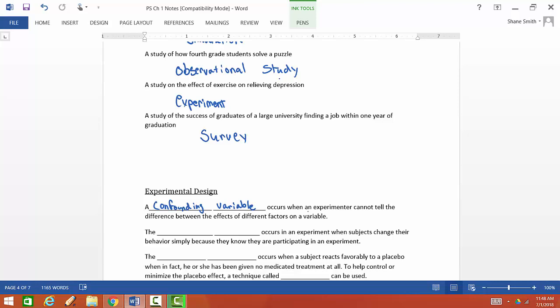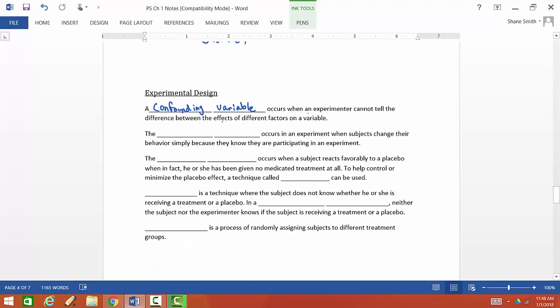So breaking up into guys and girls is a horrible idea, which is why random assignment is so important when you're talking about an experiment. You want to make sure that a confounding variable doesn't develop between the two groups.